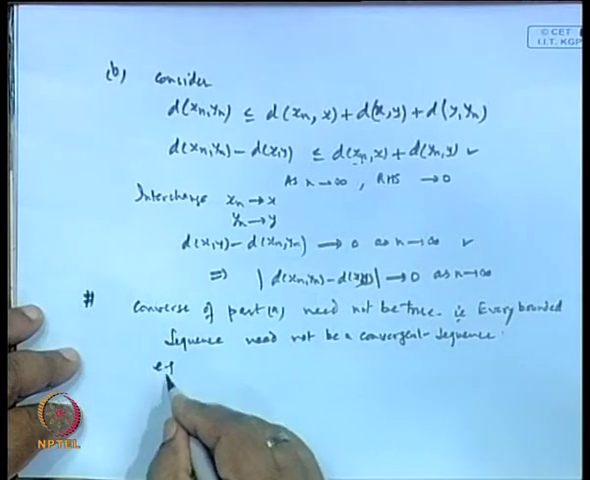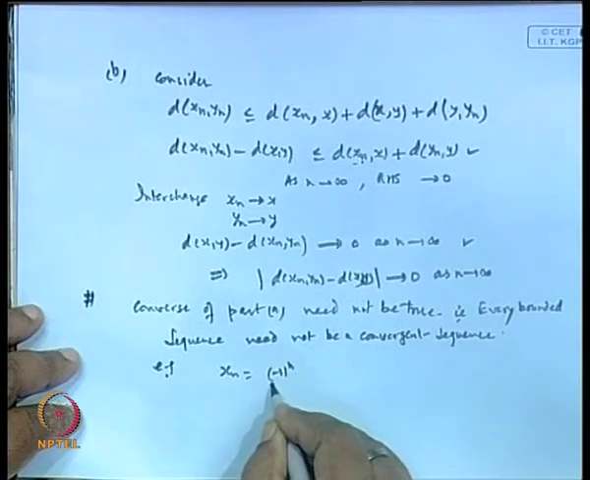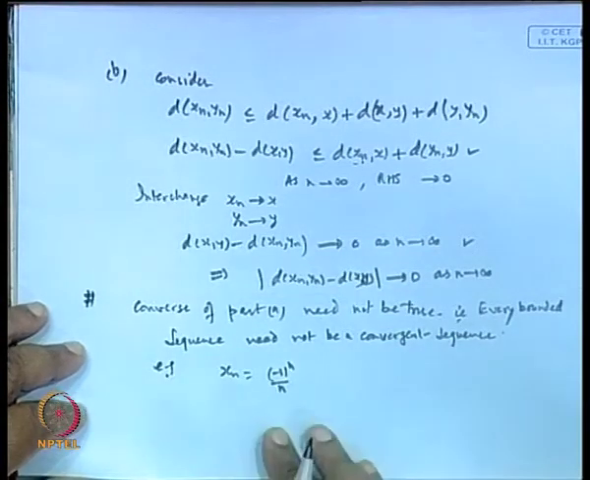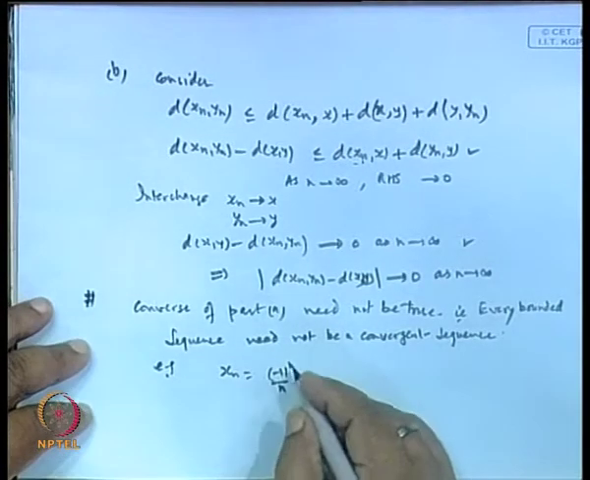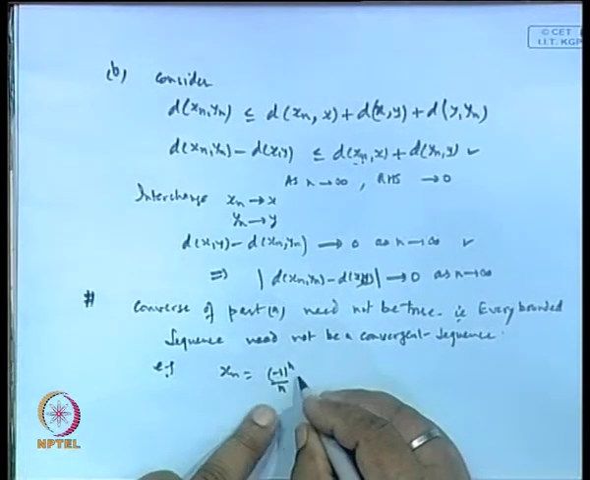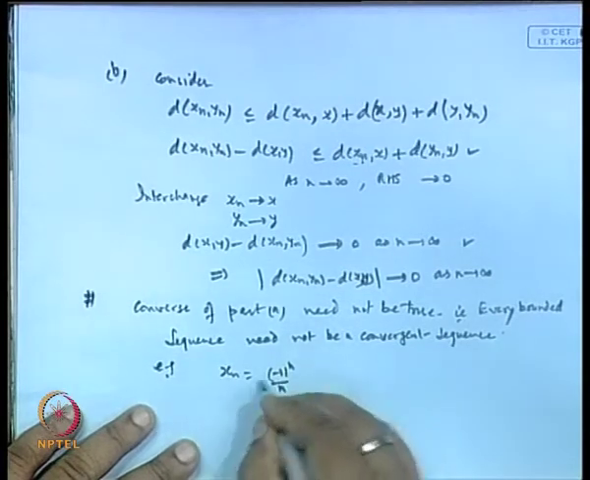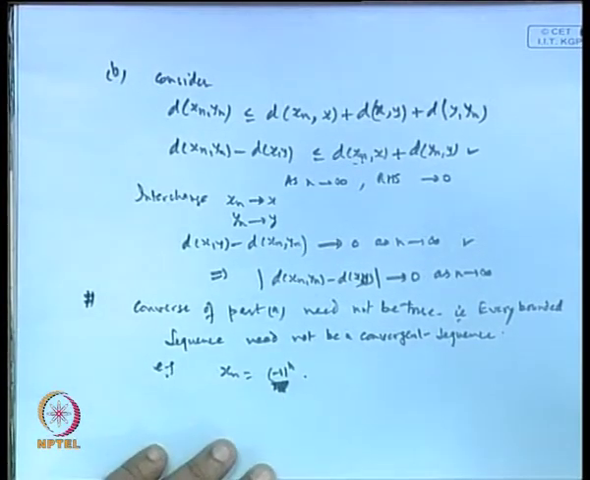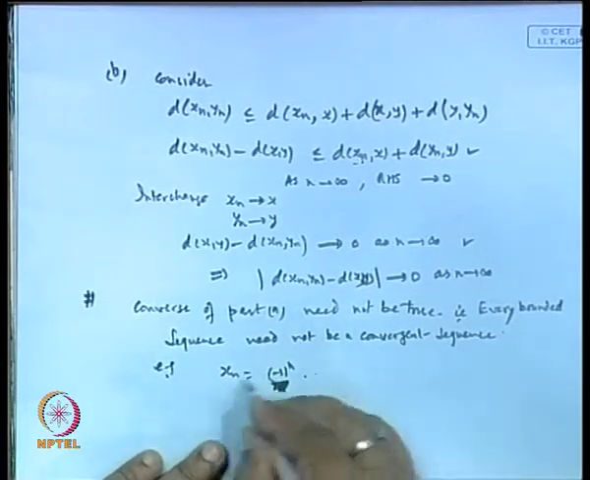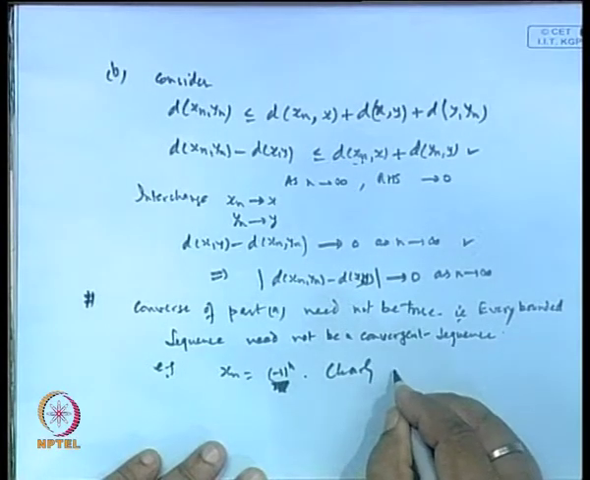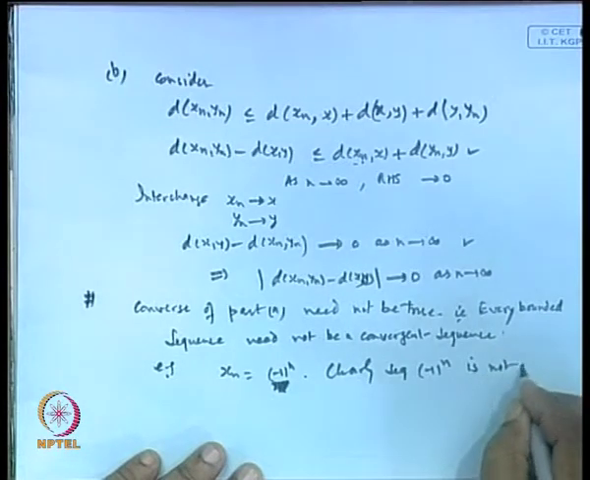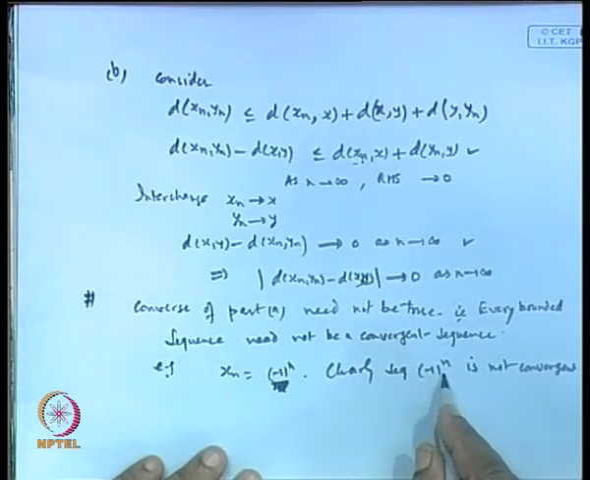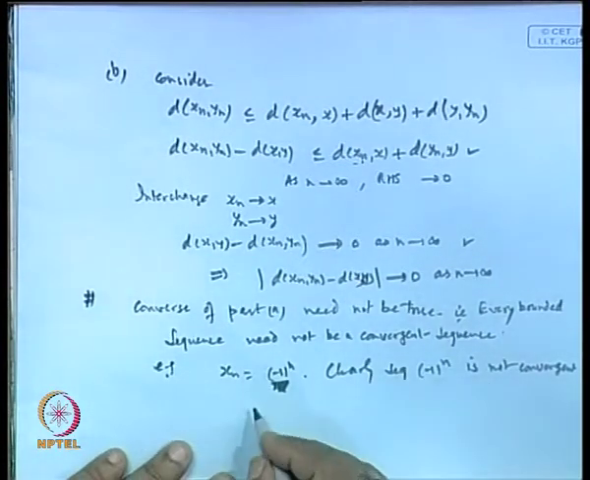For example, take the sequence x n to be minus 1 to the power n. Now, this sequence is not convergent as n tends to infinity, because when n is even it goes to plus 1, when n is odd it goes to minus 1. So, it is not convergent, but it is a bounded sequence.